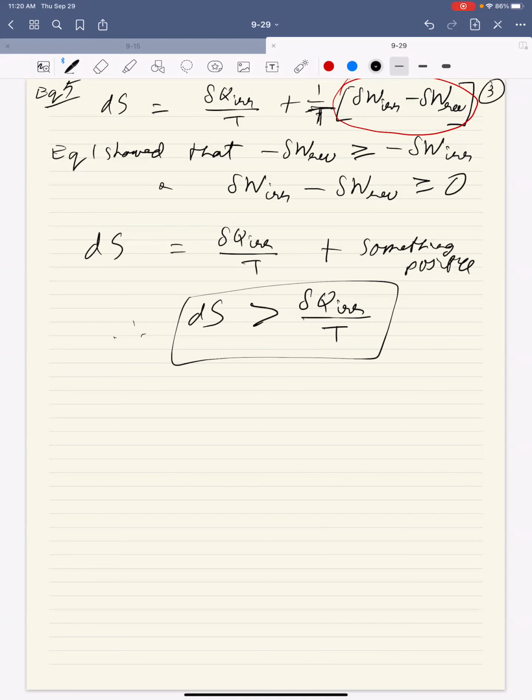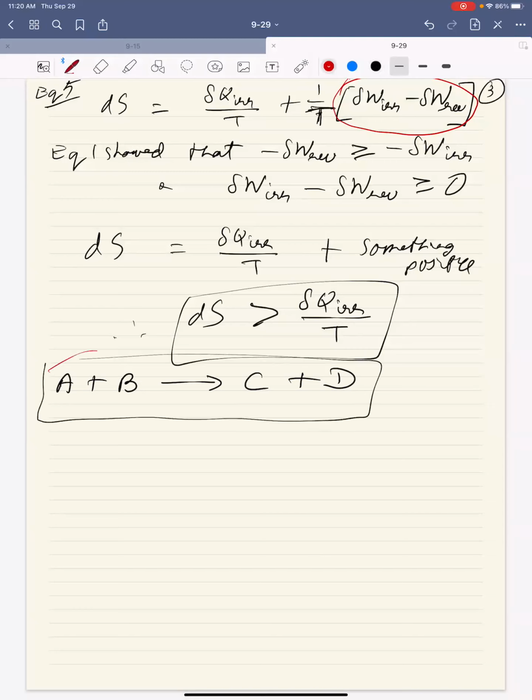Why is this so important? The reason is, let's say you have a chemical reaction happening, A plus B going to C plus D, or some process, it doesn't even have to be a chemical reaction. And let's say this was happening in a thermally insulated container. If it was a thermally insulated container, what can we say about delta Q? 0. Does it matter whether it's reversible or irreversible? No, right? So what's our Clausius inequality now?